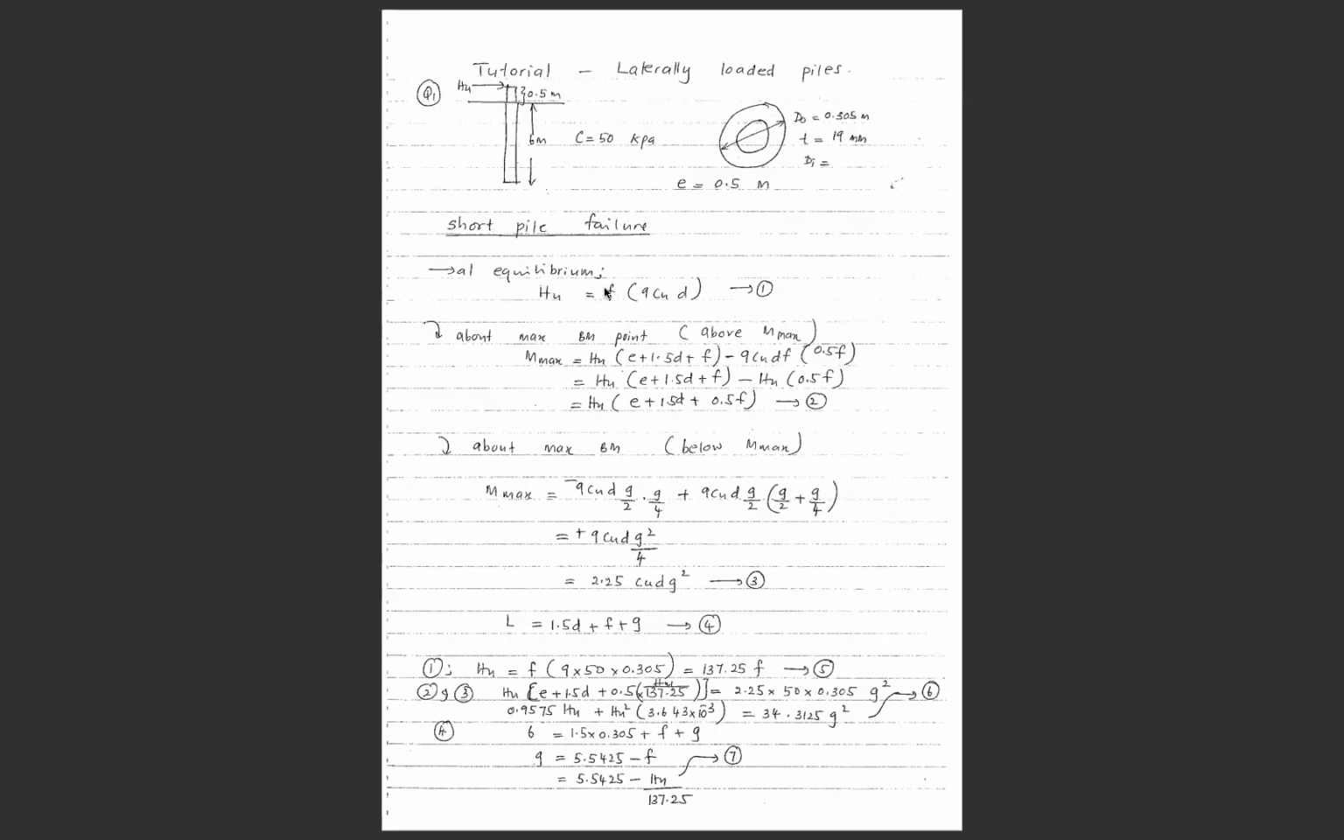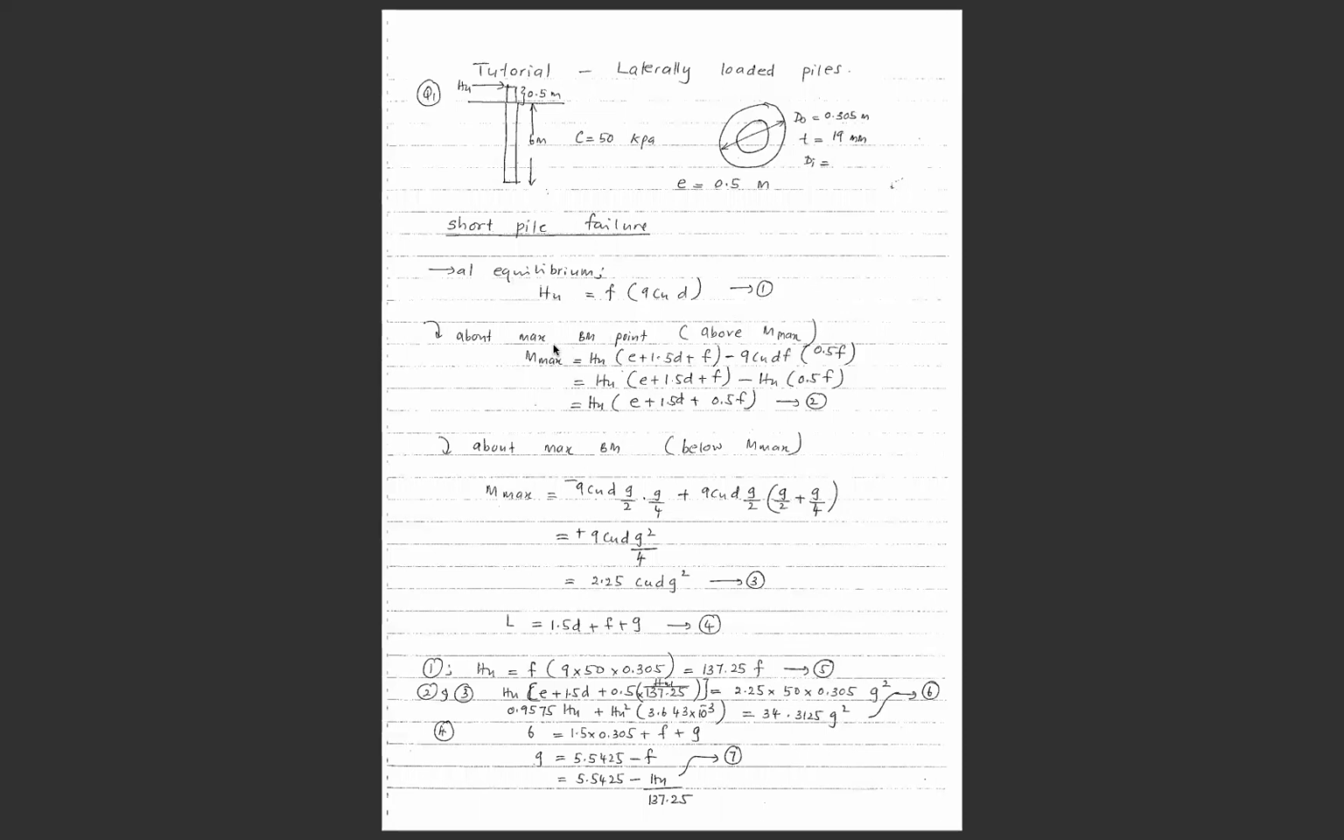And as you can see, H ultimate is equivalent to F, which is the length of the distributed force within the top segment above the maximum moment point. And we have the 9 CUD, which is the amount of the distributed force on that section. So this is the first equation. So we have done it from the horizontal forces.